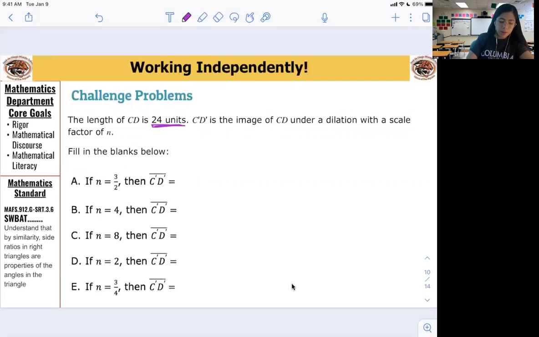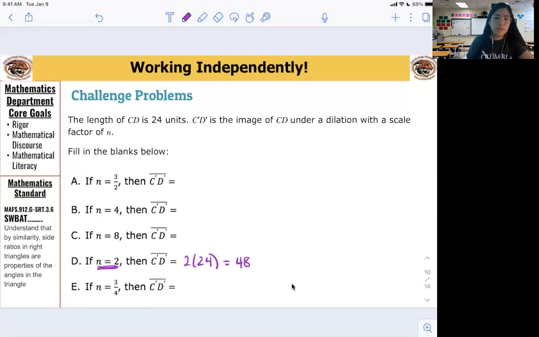If my original is 24 and my scale factor is 2, what do I do? What's my new? The scale factor is 2. Yeah, we just multiply times 2, right? So this would be 48. So all we're doing straight down is multiplying by that number. So when n equals 2, that's 2 times 24, that's 48.